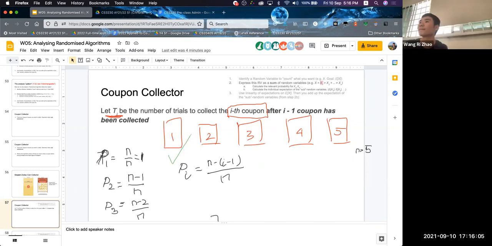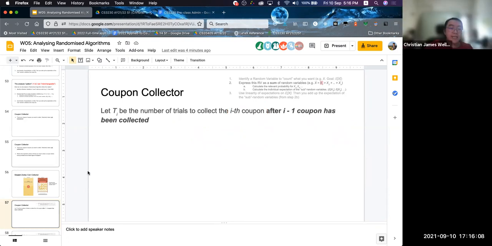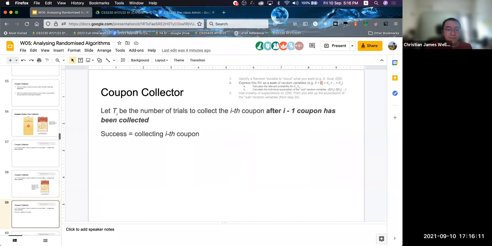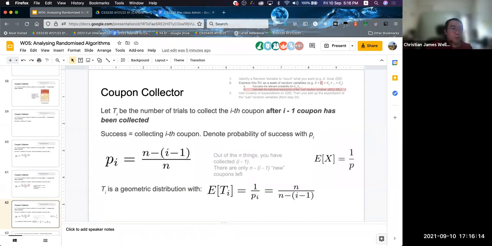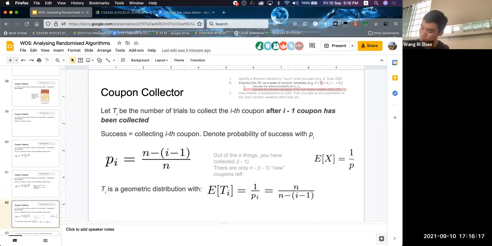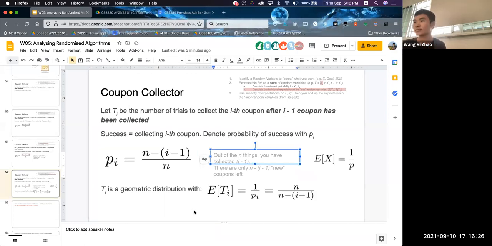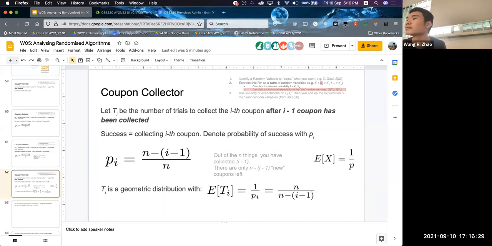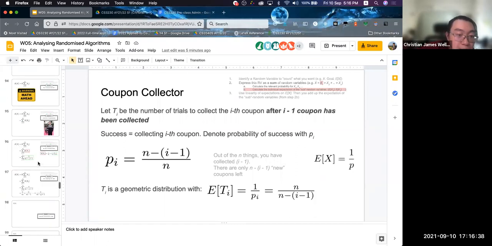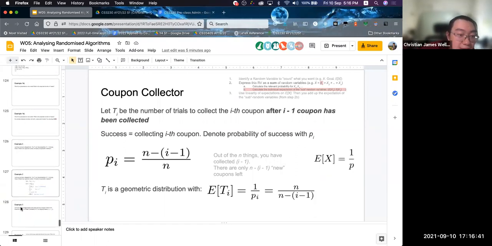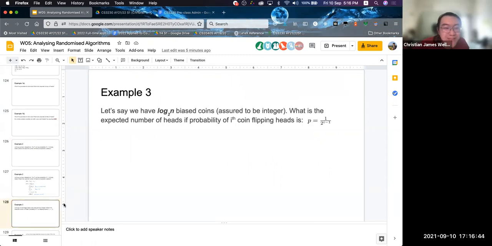So this is the probability Pi, and hopefully you can see that from the probability Pi, you can easily get the expectation by taking the reciprocals. Okay, any other questions? Or if you don't, then I have a question for you. You can always peek at the answer in the next slide, but give it a try.